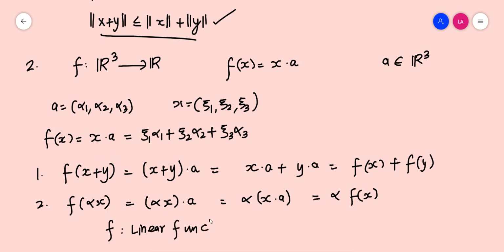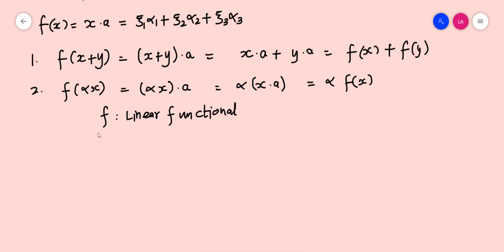So this is an example of a linear functional defined from R cube to R, by taking the dot product with an arbitrarily fixed vector in R cube. Also, this linear functional is bounded.